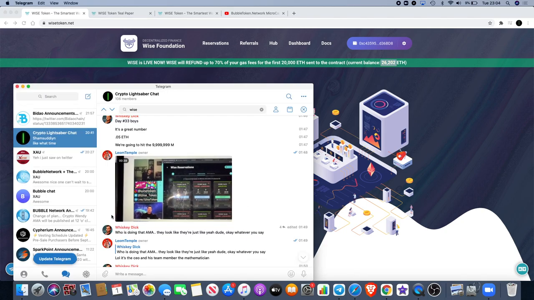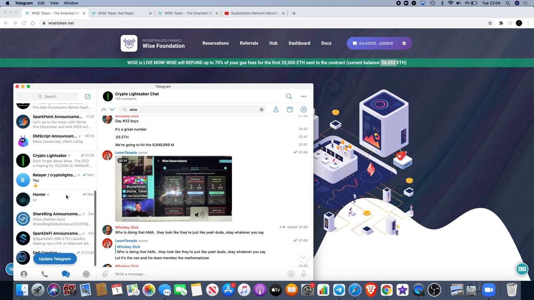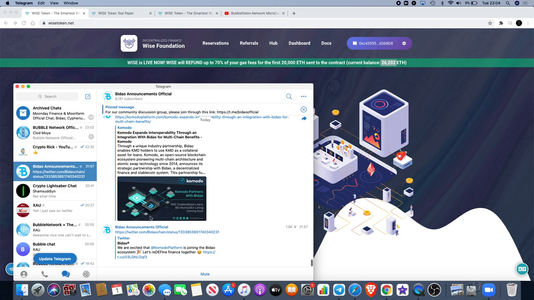Just one more thing before we go. Bidao has put an announcement out. They are now partnered with Komodo. So it's another partnership for Bidao.